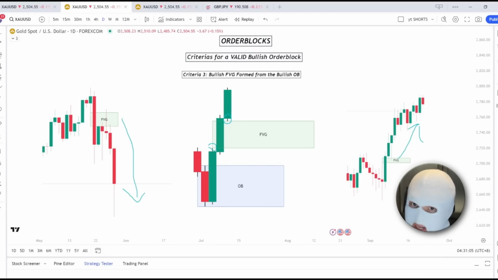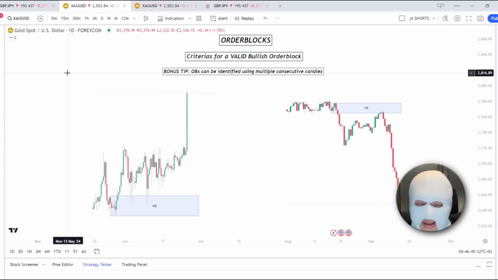Trust me, you'll see later. So these 3 criteria create a valid bullish order block. If price returns to the order block, we can start to look for longs. A bonus tip before we move on to the next section.